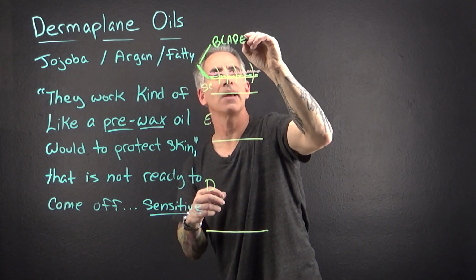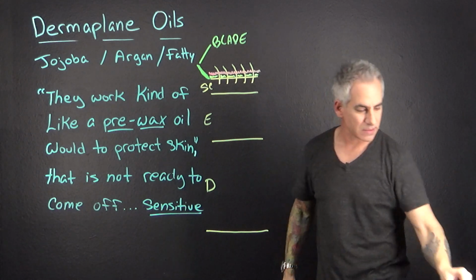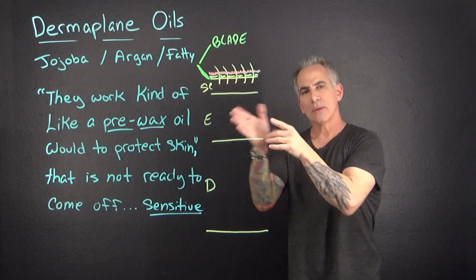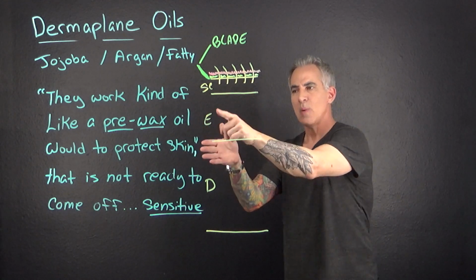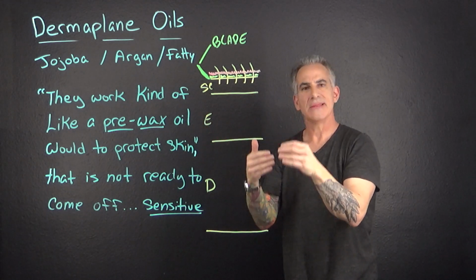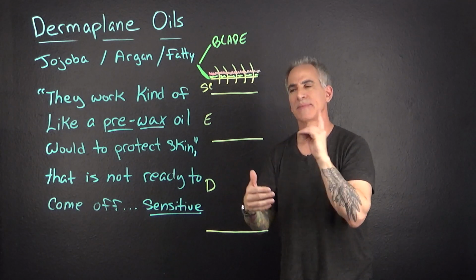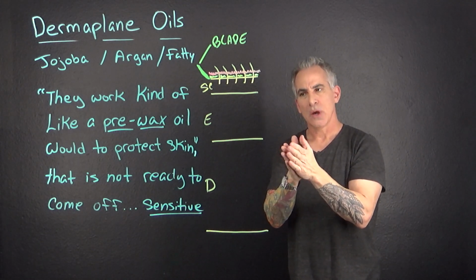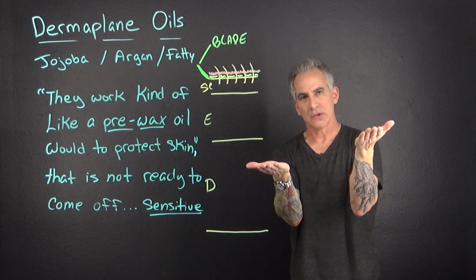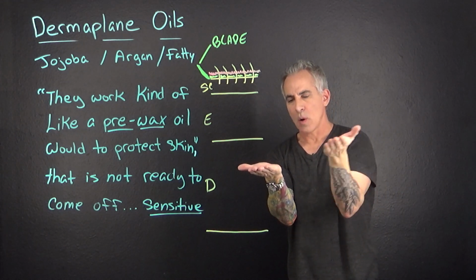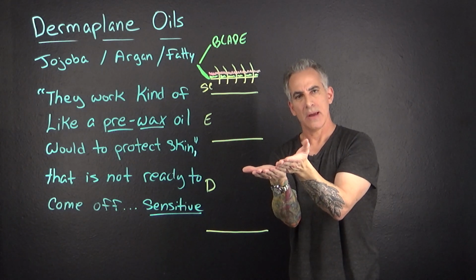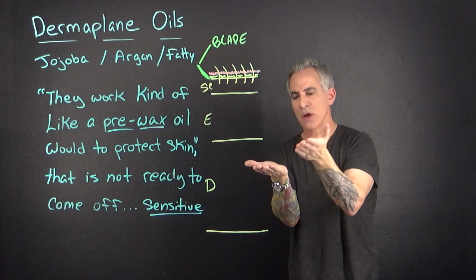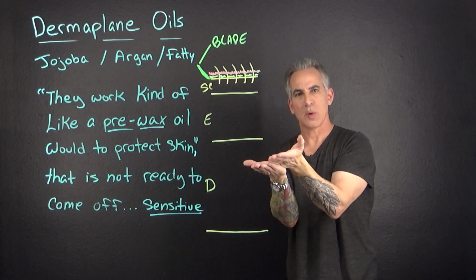Just so we don't forget what that is. All right. We're done with the example of pre-wax oil to protect the skin that is not ready to come off. Okay. When you are dermaplaning, you are running the razor, just like shaving, over the top of the skin. And, based on pressure and based on sharpness of the blade, you are removing the stratum corneum.